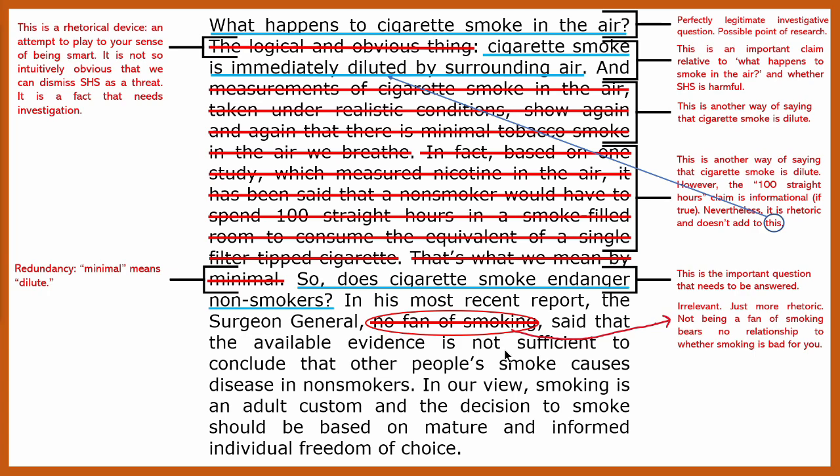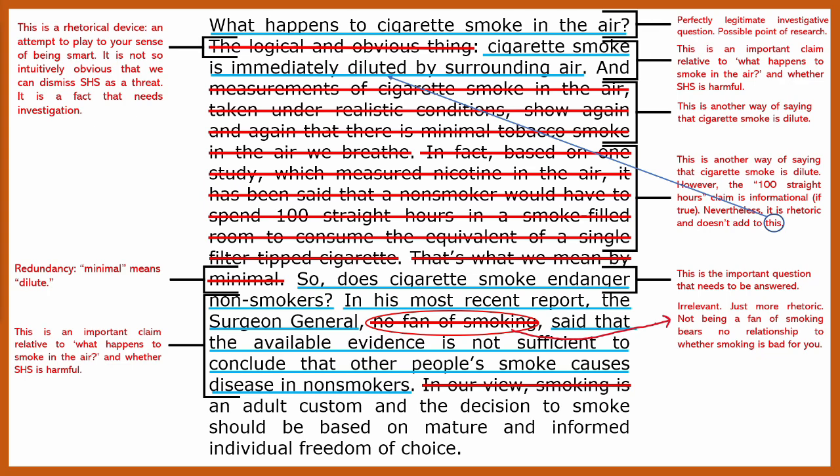So in his most recent report, the Surgeon General said that the available evidence is not sufficient to conclude that other people's smoke causes disease in non-smokers. Now, this is an interesting claim. It's an important claim, and it's relevant. If that claim were true, that would be important. It's important relative to the question of what happens to smoke in the air and whether secondhand smoke is harmful or not. And so we're going to leave this. If the Surgeon General claims that, and it's true, that's information we need to know regarding what happens to smoke in the air and whether it's harmful to you or not.